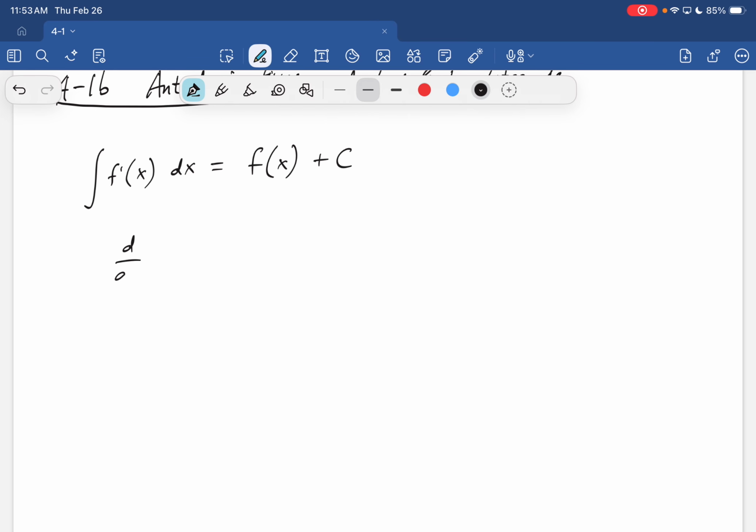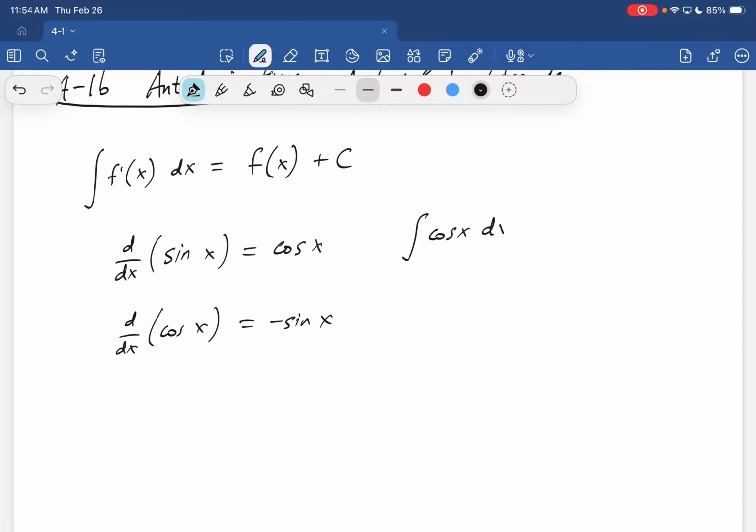So as you guys know, derivatives of trig functions are as follows. The derivative of sine x is cosine x, and the derivative of cosine x is negative sine x, right? And so that means when we integrate, we're going to have kind of the reverse. So the integral of cosine x dx is going to be sine x plus c. We always have to have the plus c.